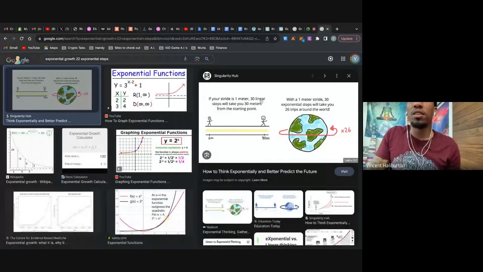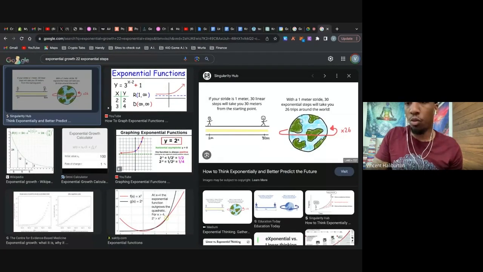Let me ask you guys another question. And this will bring home how we cannot quantify exponential growth. If I ask you to go outside and take 30 steps from your front door, walk either left, right, or forward, whatever way your porch is set up, you can quantify where you'd be in 30 steps. You close your eyes, you walk 30 steps, you're like, oh, I'll probably be here. Now, where would you be and how far would you go if I asked you to take 30 exponential growth steps? If your stride is 1 meter, 30 linear steps will take you 30 meters from the starting point.